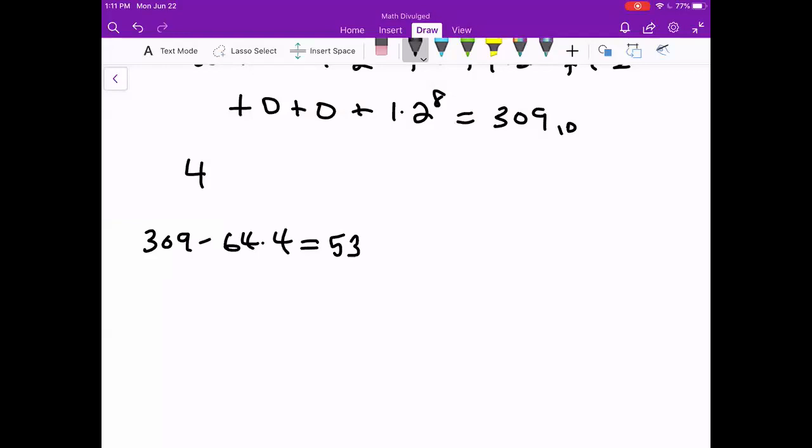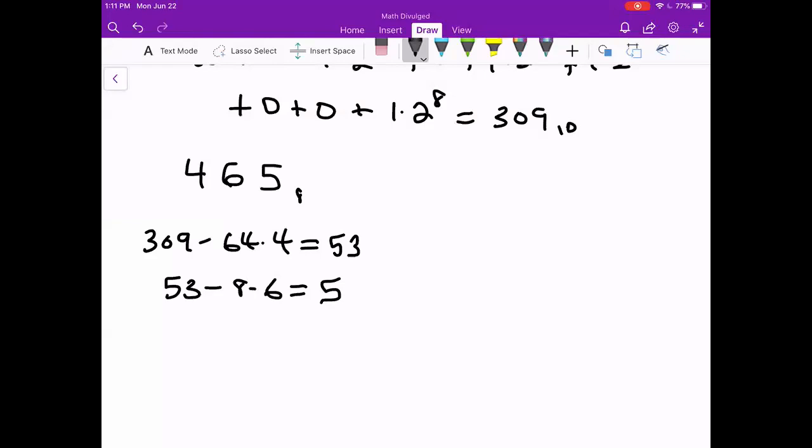Now the largest power of 8 which goes into 53 is 8, and it goes in at most 6 times. So that's our second number. And then when we subtract that out, we have 53 minus 8 times 6, which is equal to 5. And since 5 is less than 8, that's our final digit. So our final answer is 465 base 8.